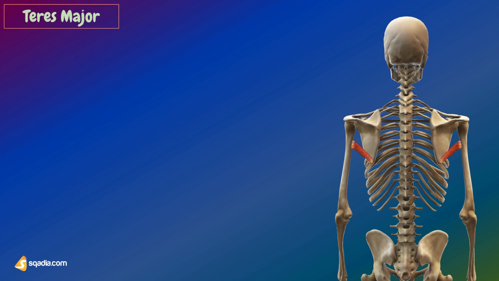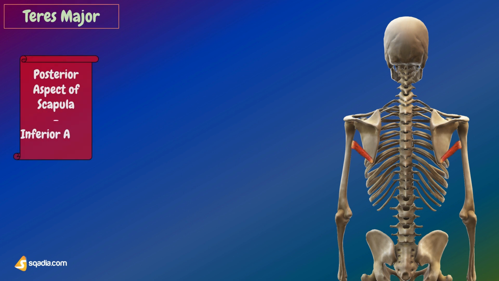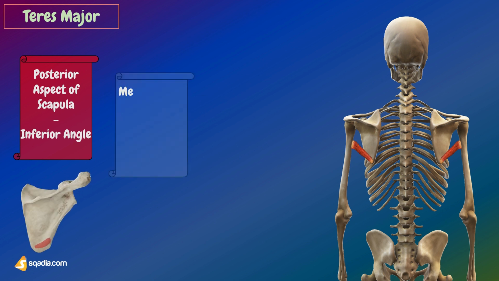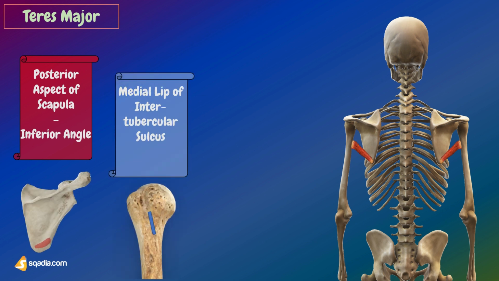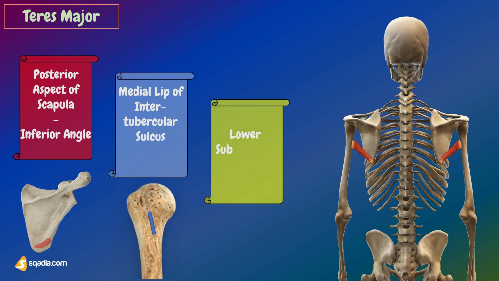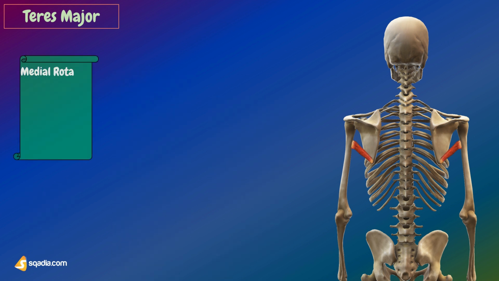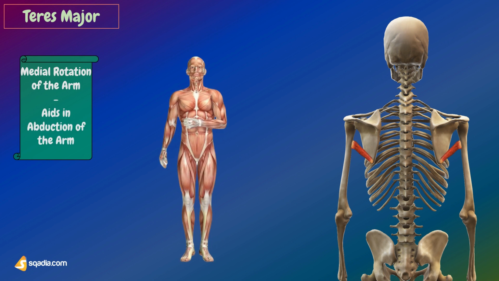The teres major muscle's origin is from the inferior angle of the scapula and lower one-third of the lateral border. Its fibers are then inserted at the anterior aspect of the upper end of the humerus, on the medial lip of the intertubercular sulcus. It is supplied by the lower subscapular nerve. This muscle acts as an adductor and medial rotator of the arm, strengthens the capsule of the shoulder joint and stabilizes it.